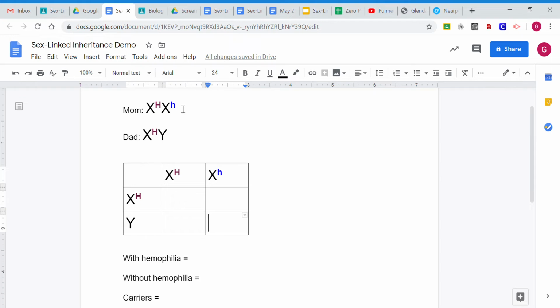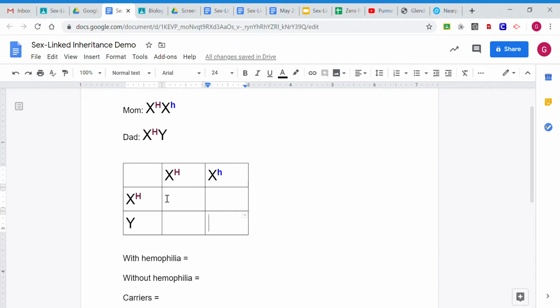And note that hemophilia is a sex-linked recessive disorder. So in order to have the genetic disorder, if you're a female, you need two recessive alleles. And if you are a male, you need one recessive allele. So in this case, mom does not have hemophilia, but she's a carrier, meaning that she can pass on the disorder to her offspring. Dad does not have hemophilia.